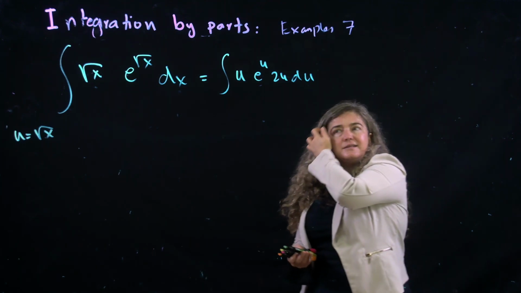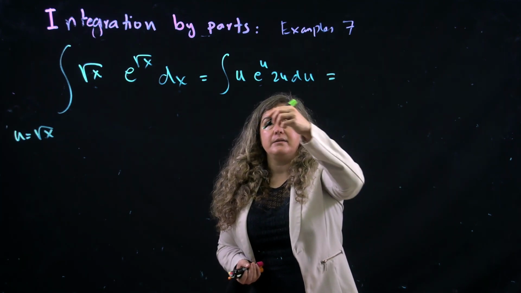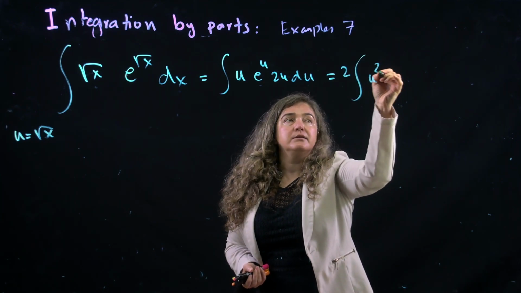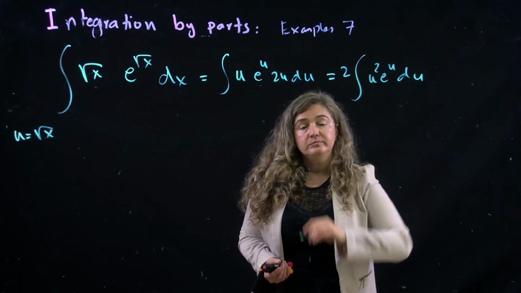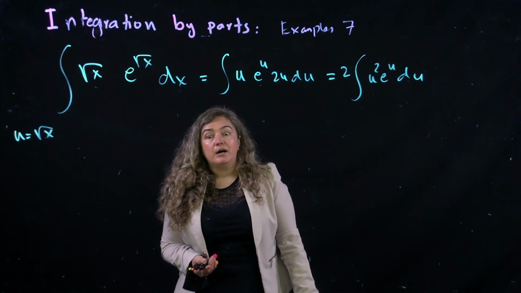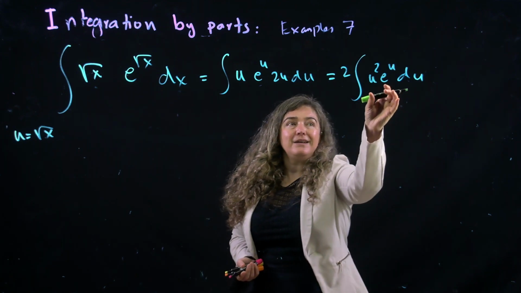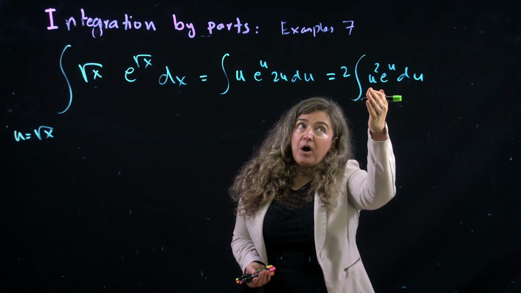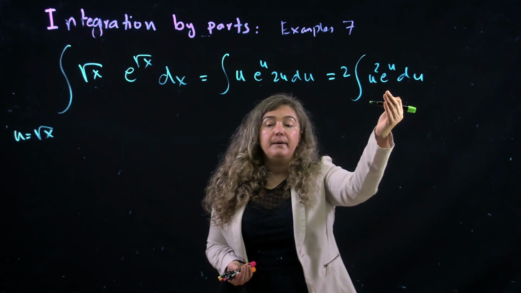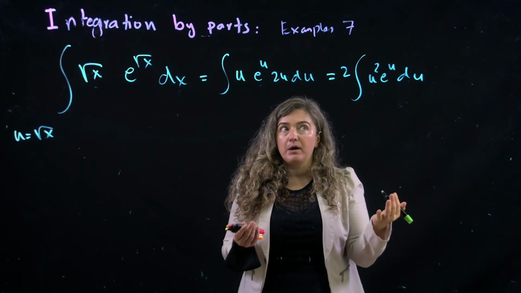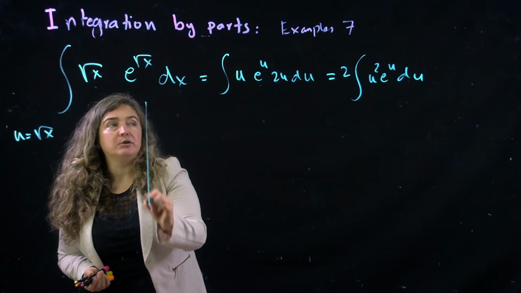And then at this point, let's clean this up because that's too messy for me. u times u is u squared, e to the u du. Now I recognize the integration by parts, and it's just polynomial times exponential. And I know tabular works very well for that. So I form a tabular.